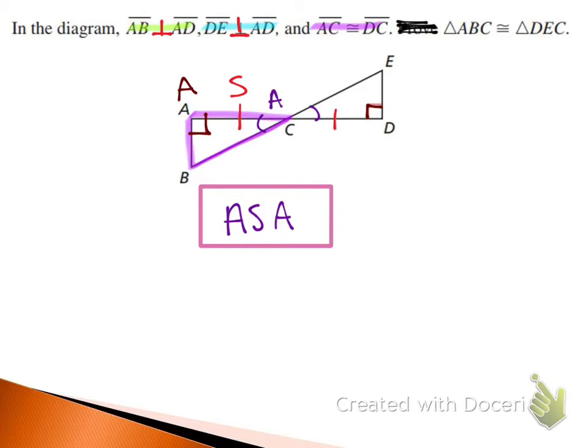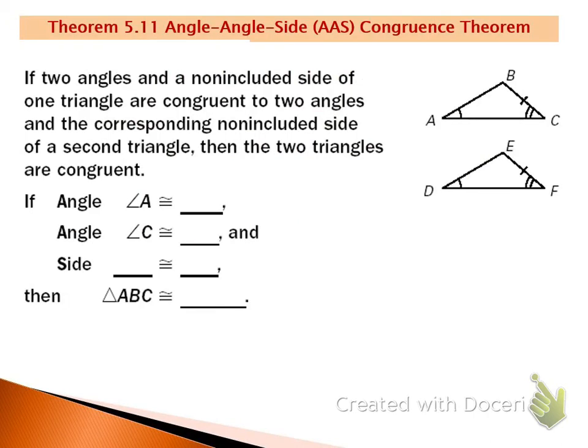Okay. So then the last one we learned today is angle, angle, side. So go ahead and write in angle, angle, side. Then you can highlight. That's two angles and a non-included side. All right, so in this case, the side is not in between.